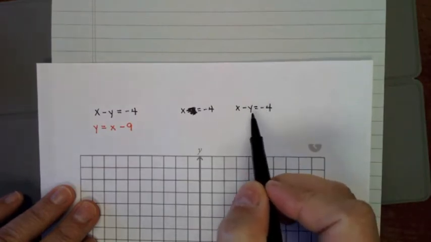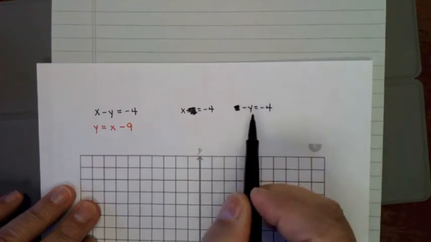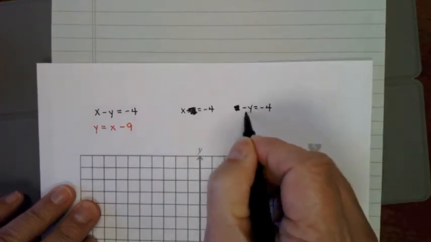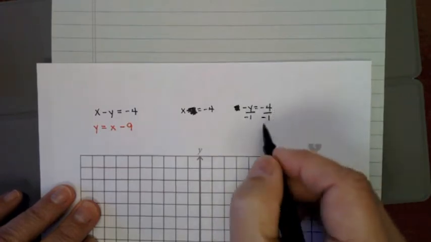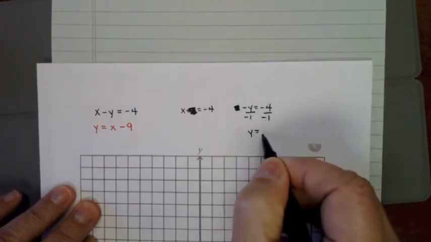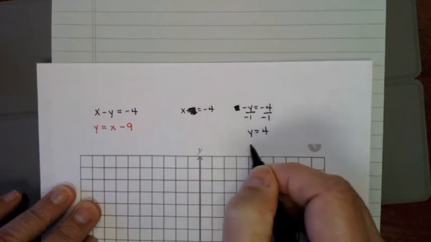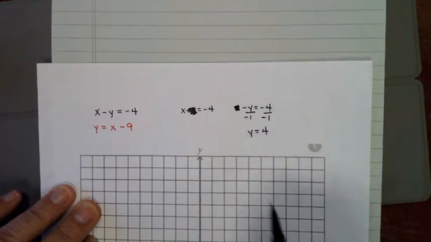I need to use the y-intercept as well. To find the y-intercept, I don't need the x. I need to solve this little equation right here by dividing both sides by negative 1, because that's the number in front of the y. Y is equal to, a negative divided by a negative is a positive. The y-intercept for this one is 4.